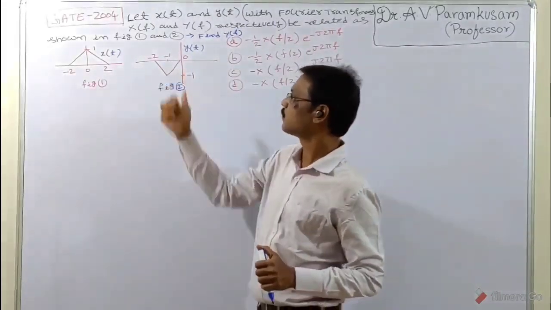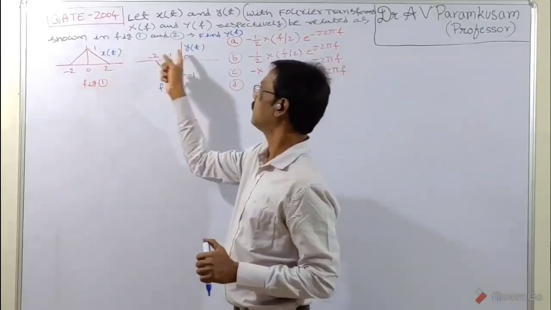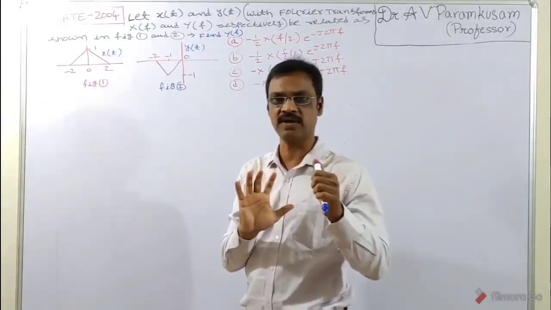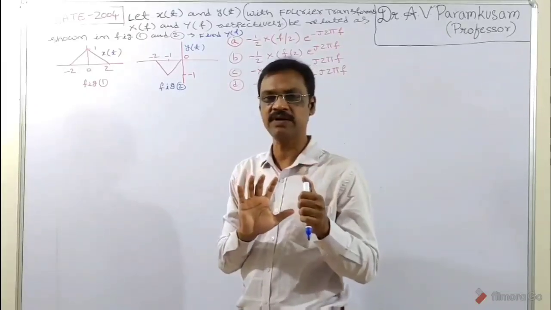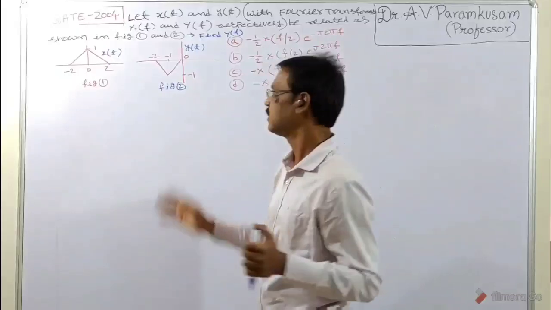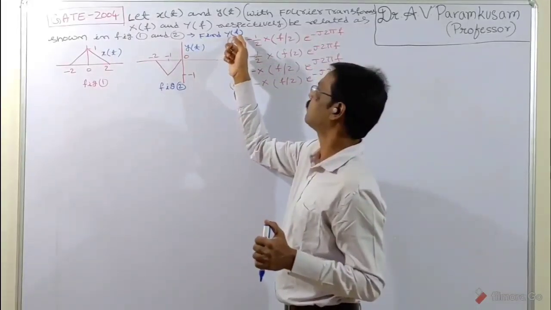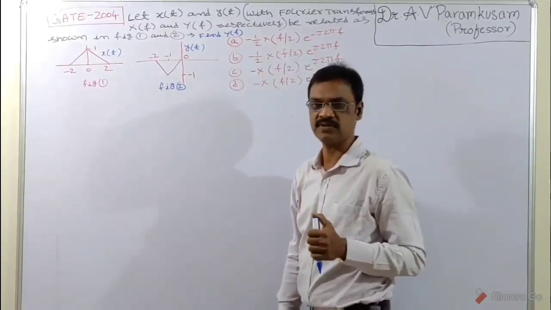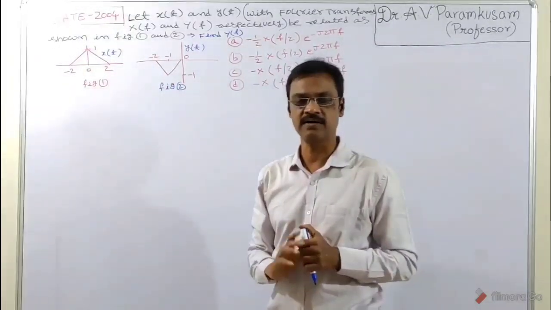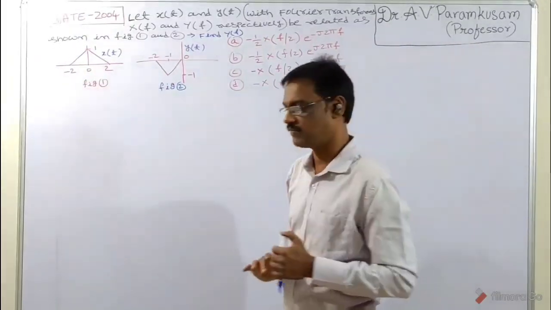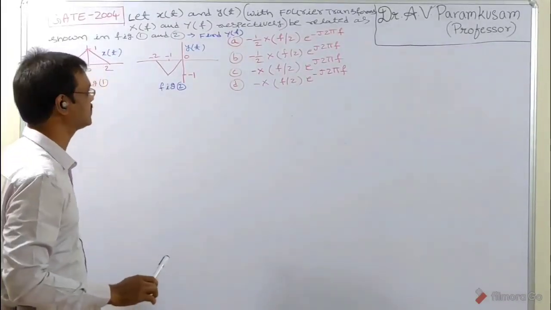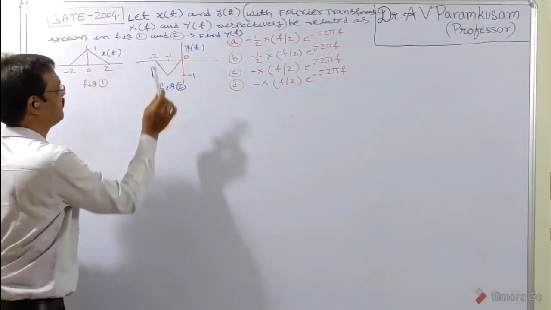But in this problem, x of t is given, y of t is given. We don't know the relationship between x of t and y of t. If you know the relationship, then you apply the Fourier transform on both sides, and you will get the expression for y of f in terms of x of f. That's okay. But here the figures are given. Our job is to find the relationship between x of t and y of t.